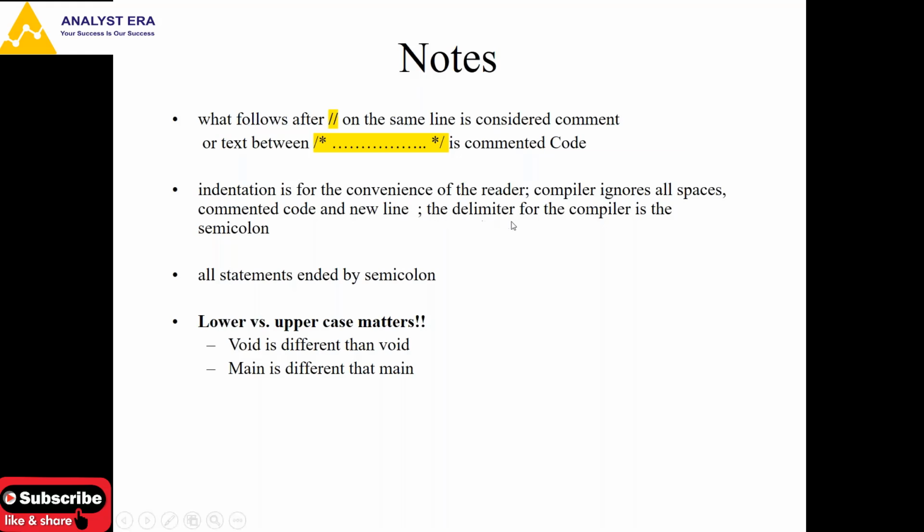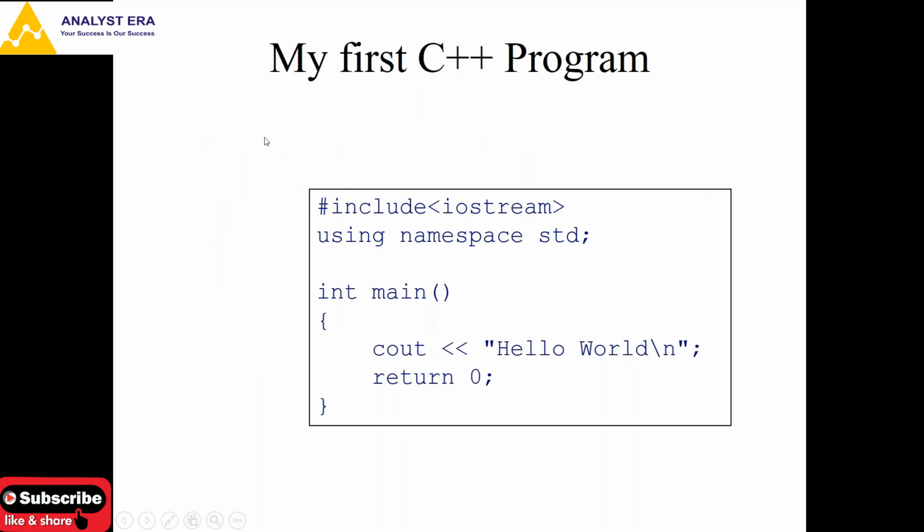And there is the semicolon, which is a delimiter for the compiler. Whenever we have to end a statement, we use the semicolon. The next one is lowercase and uppercase. Whenever we write a C++ program, just remember that case, lowercase or uppercase, always matters. Whenever you write some function, we have to call that function using the same case where you declared it. Suppose we use void, it should always be in small case because it is defined as a keyword in C++.